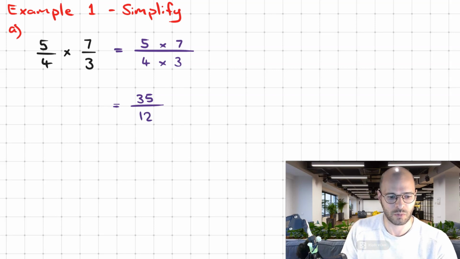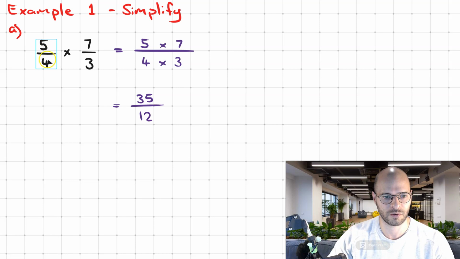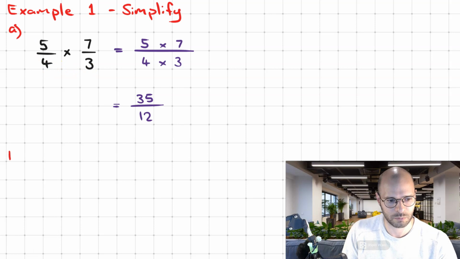So, the multiplication of 5 over 4 and 7 over 3 is equal to 35 over 12. The method being we multiply the numerators together, we multiply the denominators together. Let's have a go at another example.